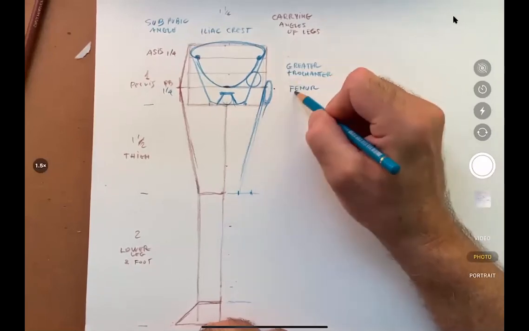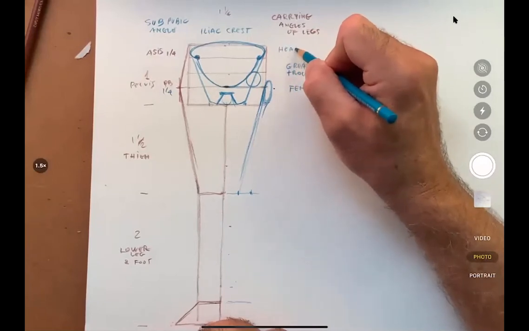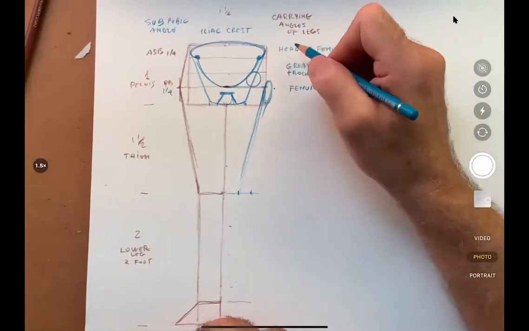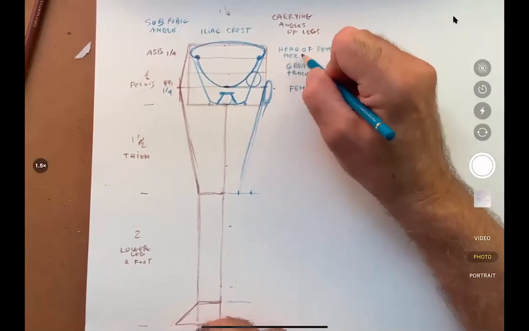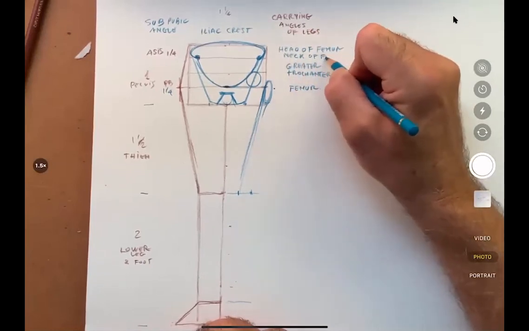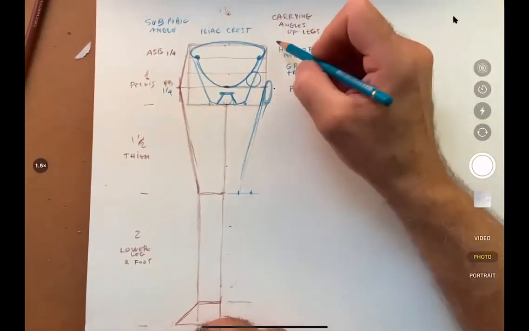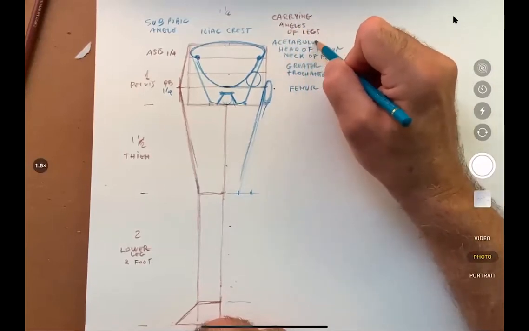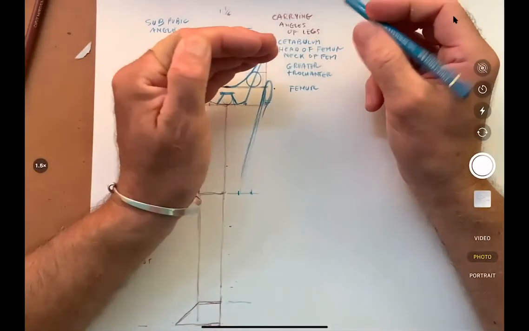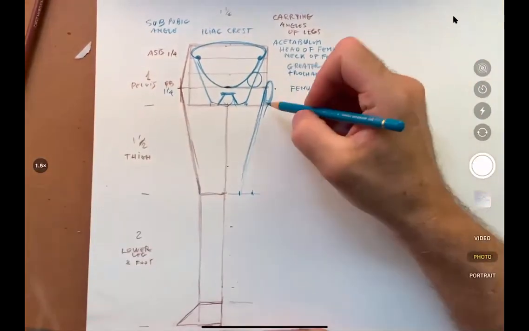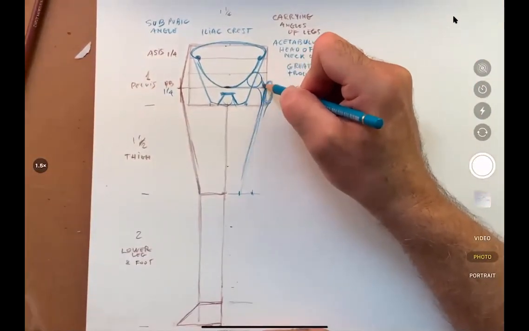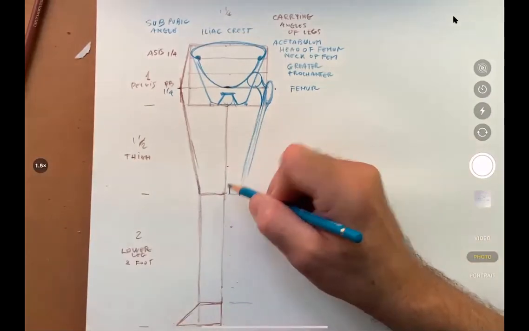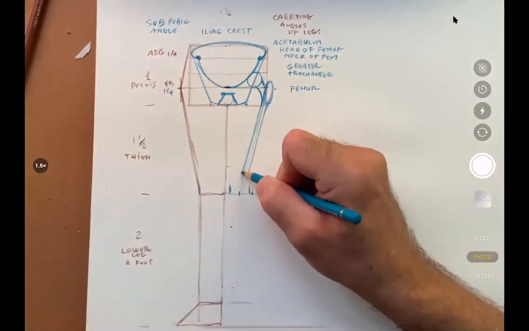So we have the greater trochanter, we have the femur, we have the head of the femur, right? We have the neck of the femur. And the head of the femur is inside the acetabulum. The acetabulum is the cavity, right? Where the head of the femur goes in. Right? So now here's this neck, the neck of the femur, here like this, right? And from here go all the way down to the articular plane of the knee.